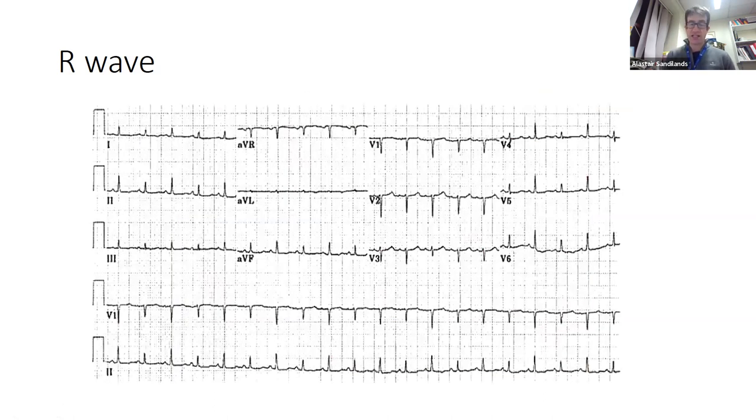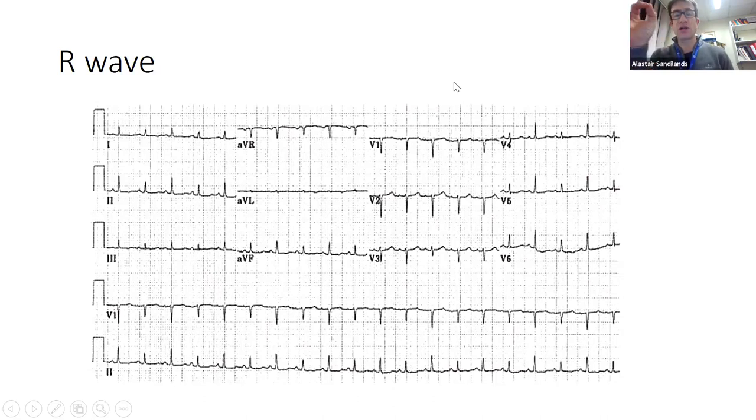So again, looking at the chest leads, we can now see quite a different picture compared to the last one, where the R waves are very small. Again, the ECG has been recorded correctly and the R waves are very small. In actual fact, there seems to be some alternation between the R waves. You can see the size changes a little bit. That's probably the S waves there, sorry. This is the R wave: small, big, small.